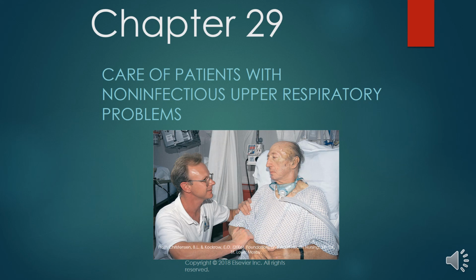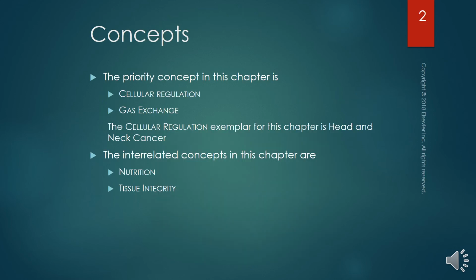This is the last chapter in the unit, and we're going to talk about the care of patients with non-infectious upper respiratory problems. So our priority concepts, anytime you're doing upper or lower respiratory, you're going to have gas exchange. Cellular regulation is also one of the ones we're going to look at here, a concept. And interrelated concepts are going to be nutrition and tissue integrity.